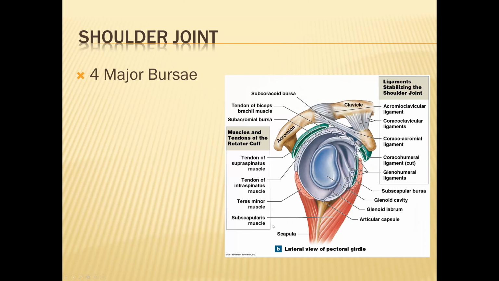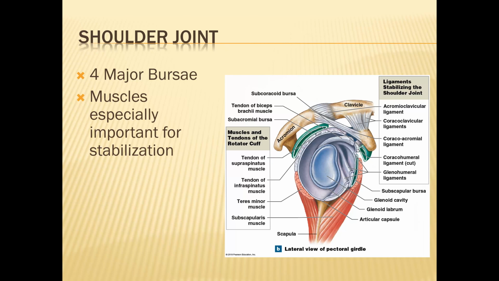If we go back and look at the structure of the shoulder joint, there are also 4 major bursae in and around the shoulder joint. I'm not going to ask you for the names, but just know that the shoulder is a place where people who do a lot of overworking of their shoulder can get bursitis.